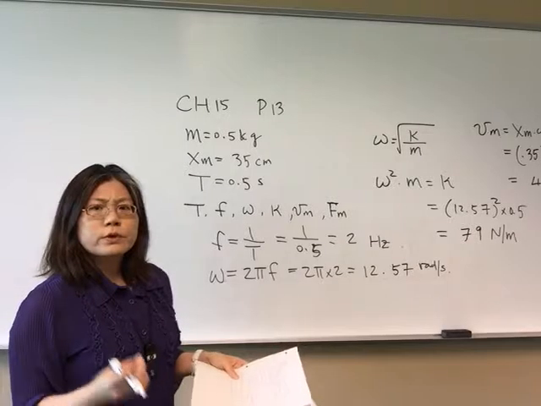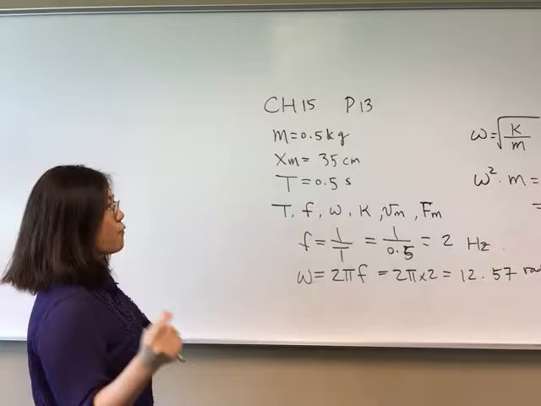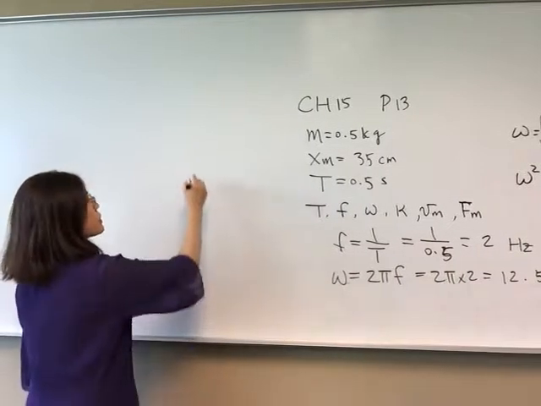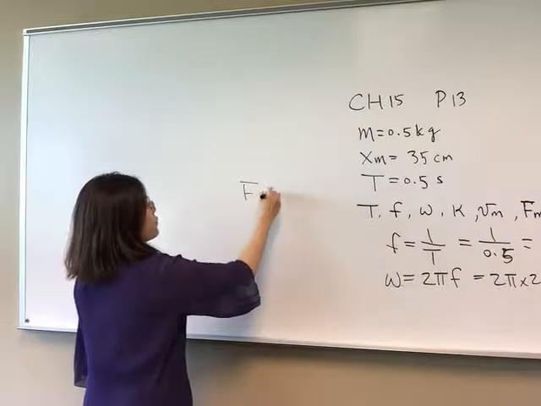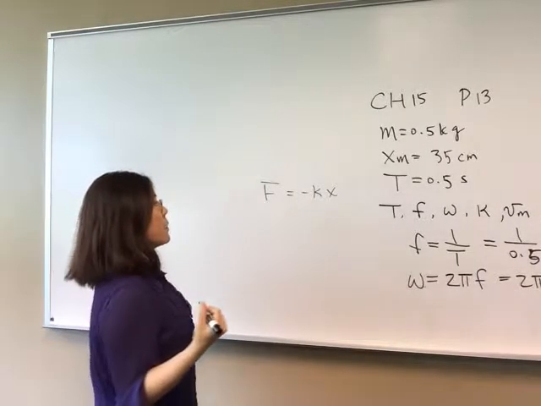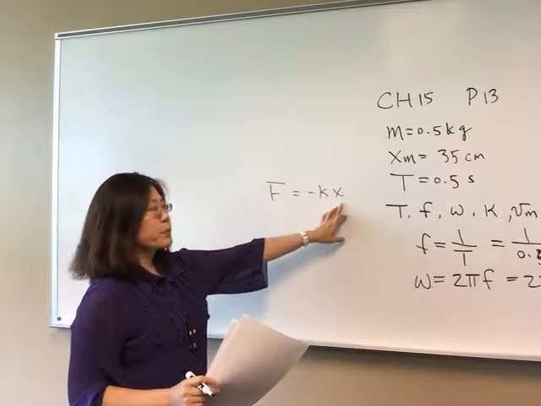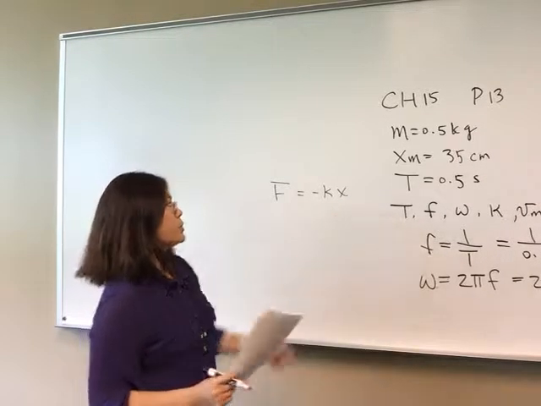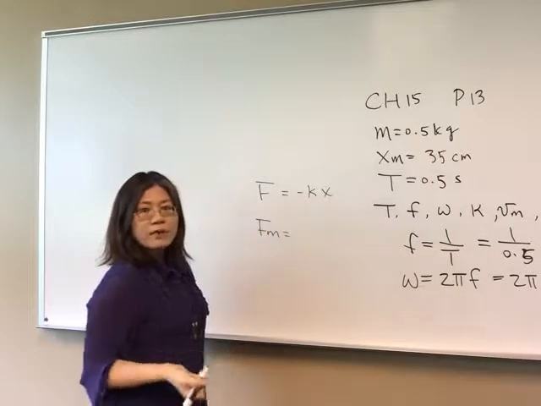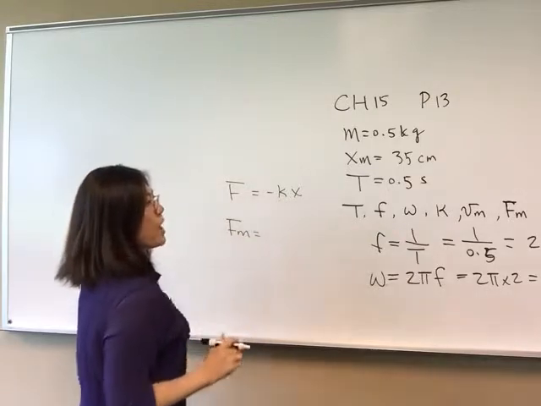the maximum force of the spring force. What is the maximum spring force on the block from the spring? If you remember from Hooke's law, the spring force is equal to negative kx. So in order to find the maximum force acting on the block, you will use the displacement amplitude. So you have your Fm. That's equal to, you can just drop the negative sign because it is the magnitude that you want to use.